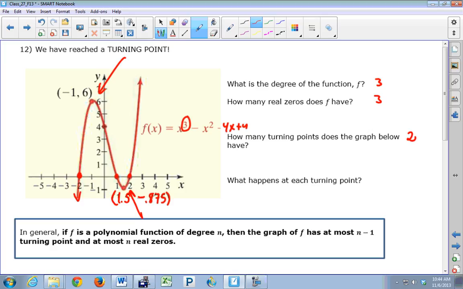So what happens at each turning point? How would you describe what happens to your function? The way you think about that is, what's my function doing to the left of -1, and to the right of -1, before it hits that turning point? What's your function doing from -infinity to -1 on that interval? Remember, you're starting way down here. It's increasing, right? So let's pick the turning point -1.6. From -infinity to -1, your function is increasing.